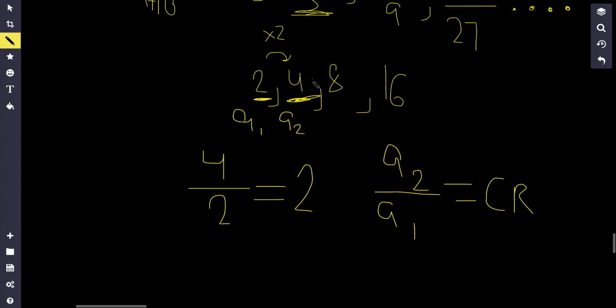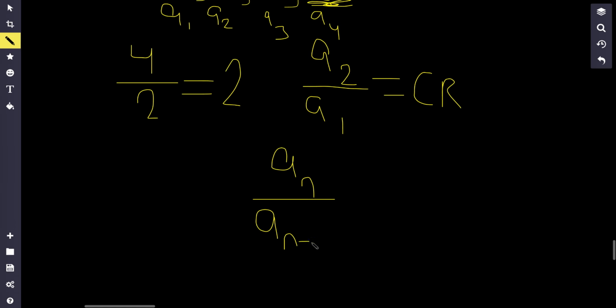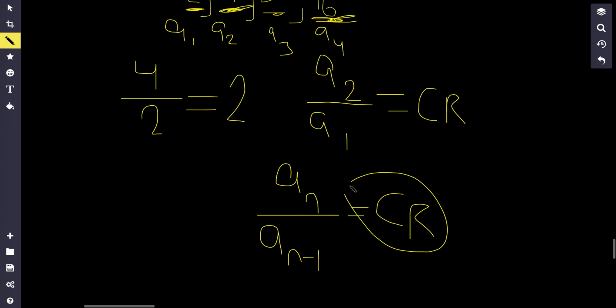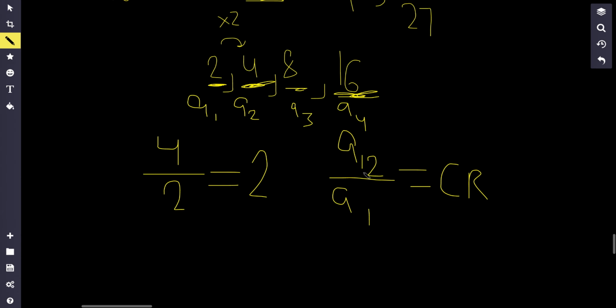But it turns out that you can do this for any term. If I take my fourth term, for example, and divide by my third term, notice how 16 divided by 8 gives me 2, which is also my common ratio. So it turns out that if you divide a sub n by a sub n minus 1, you're going to get your common ratio. If you take any term and divide it by the term before it, you get the common ratio. But just to simplify things, let's just say you're dividing the second term by the first term.